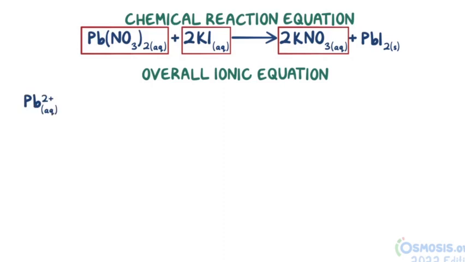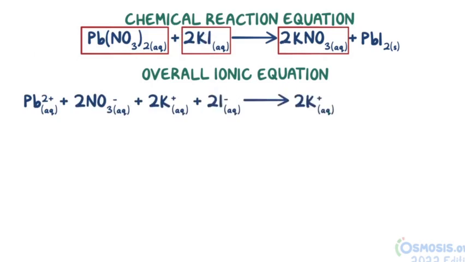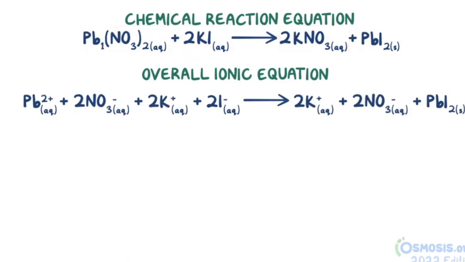Lead 2 plus ions plus 2 nitrate ions plus 2 potassium ions plus 2 iodide anions yields 2 potassium ions, 2 nitrate ions, and solid lead 2 iodide. Next, let's look at what's actually happening when the lead 2 plus ions combine with the iodide anions to form the solid precipitate of lead 2 iodide.